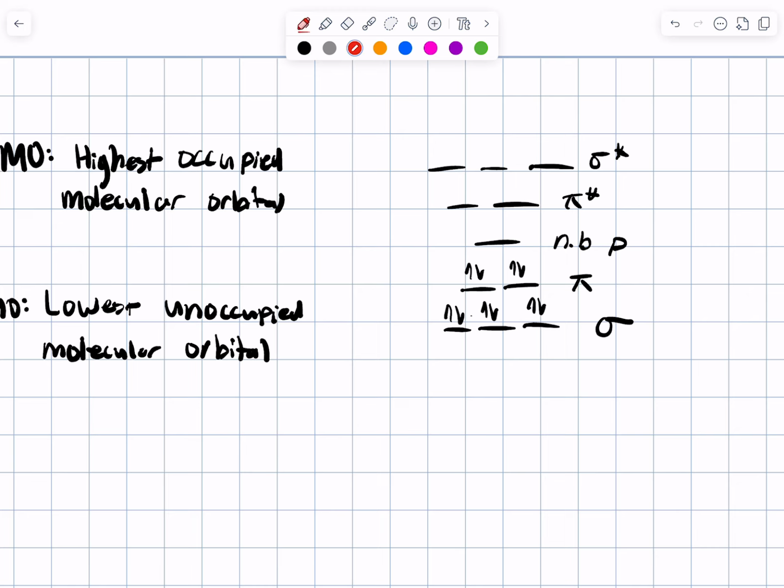But if I'm looking at this, I can identify my HOMO and my LUMO. My highest occupied molecular orbital would be right here. Here is my HOMO. And then my lowest unoccupied molecular orbital would be right here. So here is my LUMO. Graphically speaking, the highest location of electrons is my HOMO, and right barely above that, the very next step, the first step with no electrons, is my LUMO. So it will do you well to be able to identify that.